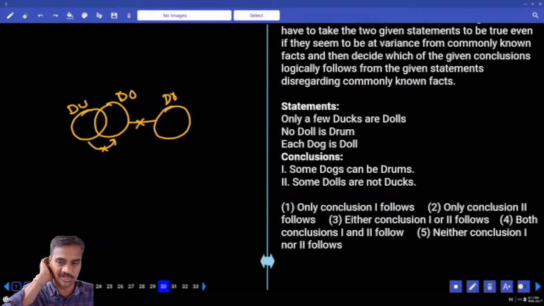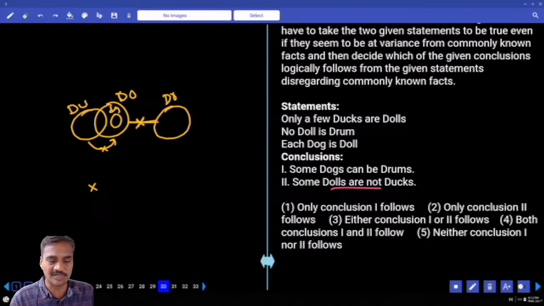Each dog is a doll means now this is dog. Each dog is a doll. And some dogs can be drums. Dog and drum cannot be intersected, because here drum and doll cannot be intersected at all.